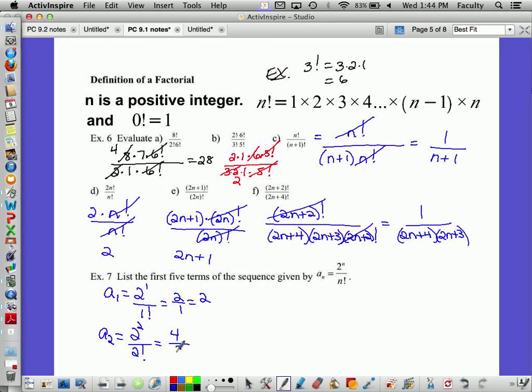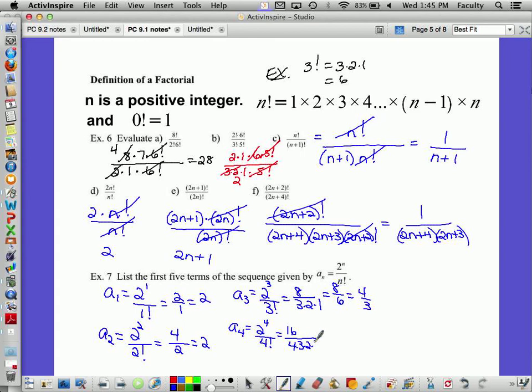That's 4 over 2, so that's 2. A sub 3 would be 2 cubed over 3 factorial. That's 8 over 3 times 2 times 1. So that's 4/3. A sub 4, 2 to the 4th over 4 factorial.